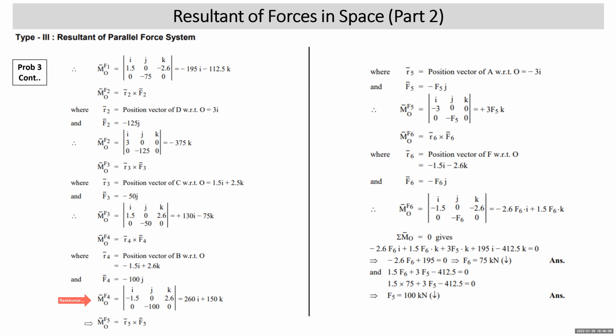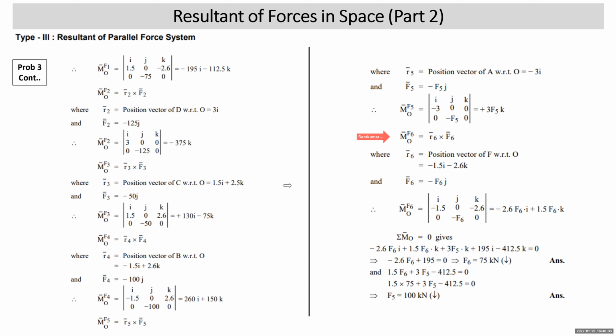You get it. Moment F5 about O, R5 cross F5. R5 is what? Position vector of point A with respect to O. Coordinates of point A were minus 3, 0, 0. So position vector of A with respect to O will be minus 3I. Then F5 is unknown. So we are considering the magnitude F5 in negative y direction. So F5 in vectorial form will be minus F5J. Then moment F5 about O is obtained IJK. This is R5 and this is F5. So you get it like this.